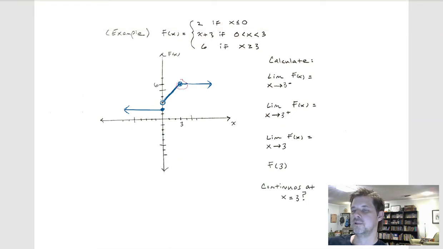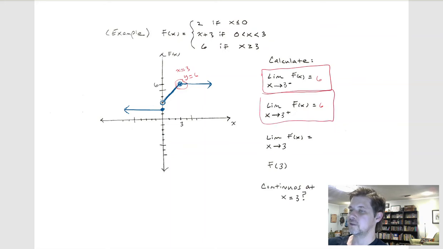You see all these points here? Every single point in that vicinity has x about equal to 3, very close to 3, and y about equal to 6, no matter what, okay? So whether you're left of 3 or right of 3 for x, it's going to put y close to 6 either way. So there's my final answer on both of those one-sided limits, okay?